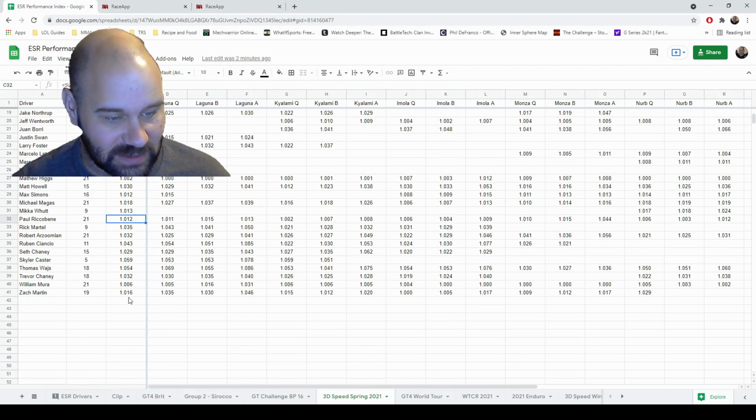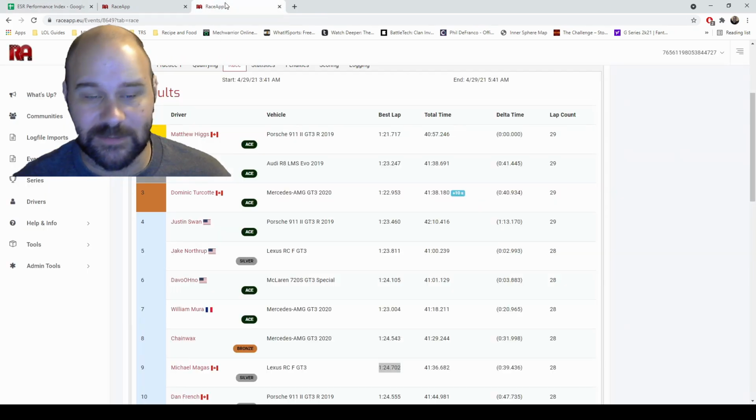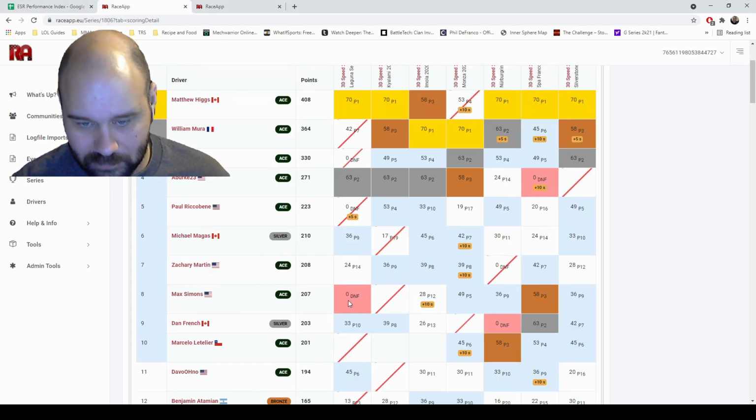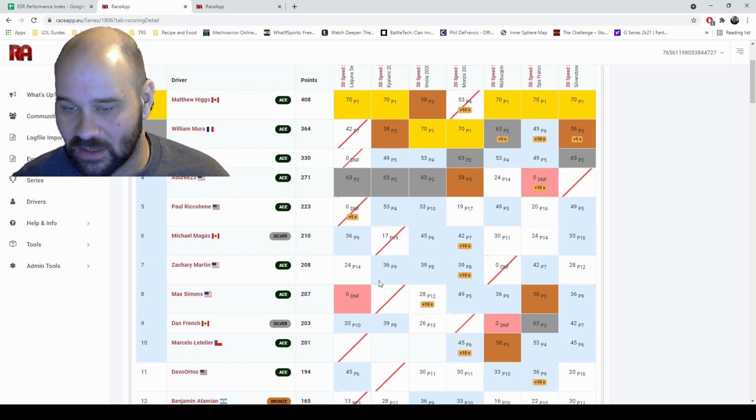Zach Martin with his... See, Zach was actually also silver, so... He had a higher rating, but you notice he had less races. And if we look at it here, we can see he had a DNF at Laguna Seca, which would have been a tremendous chance to gain points. Or pardon me, that's Max Simmons. He had a DNF here at Nürburgring.